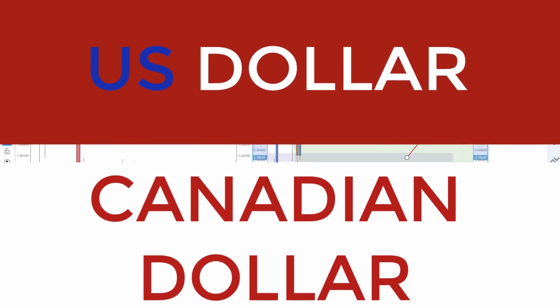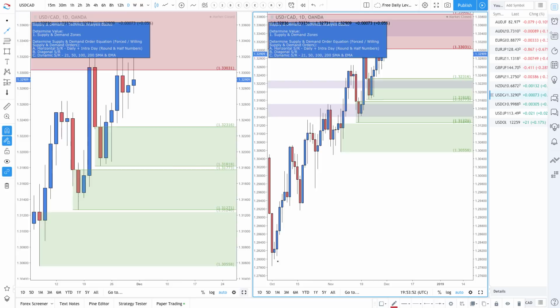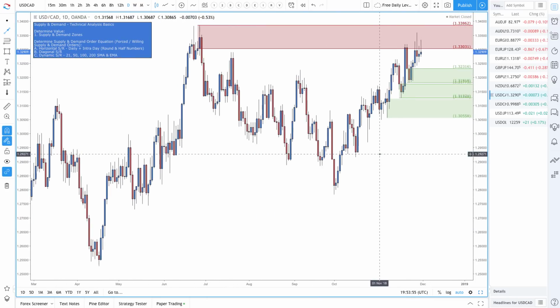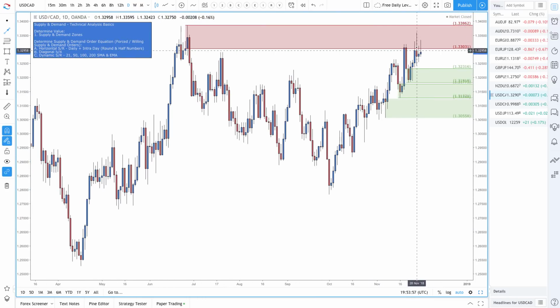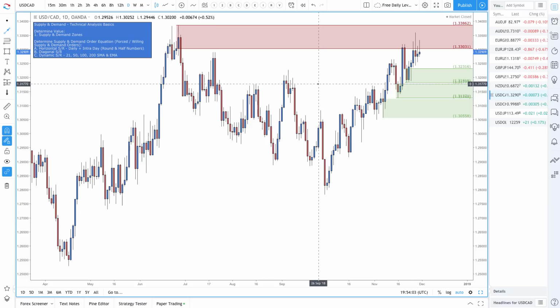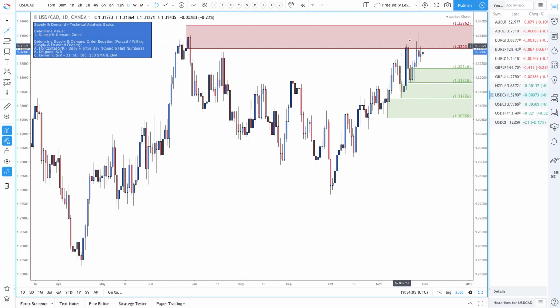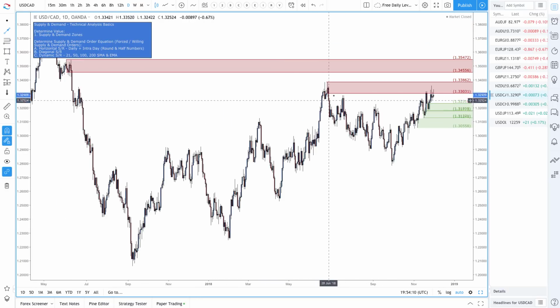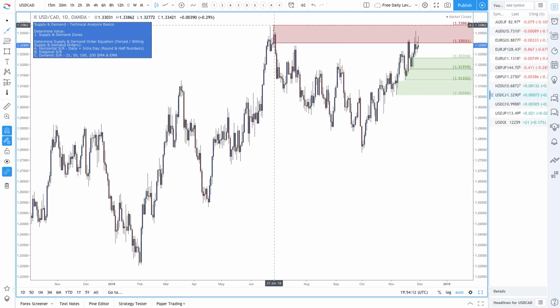Moving on to the dollar CAD, and from a supply and demand perspective, we have come up into this area here. We are really in between, but we're at the higher end of the range, the high, which is a previous expensive area, or a bargain area for the Canadian dollar anyway.